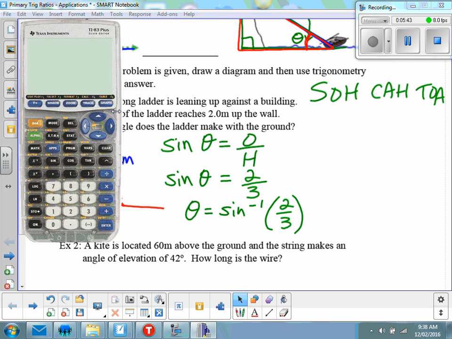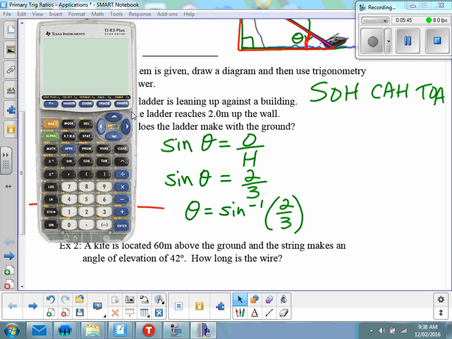There we go. Okay, so on my calculator, I'm going to do sine inverse, and then 2 divided by 3, and close the bracket. So that looks exactly like what I have on the page. And when I hit enter there, I get 41.8, but I want to round it to the nearest whole number when we're talking about an angle.